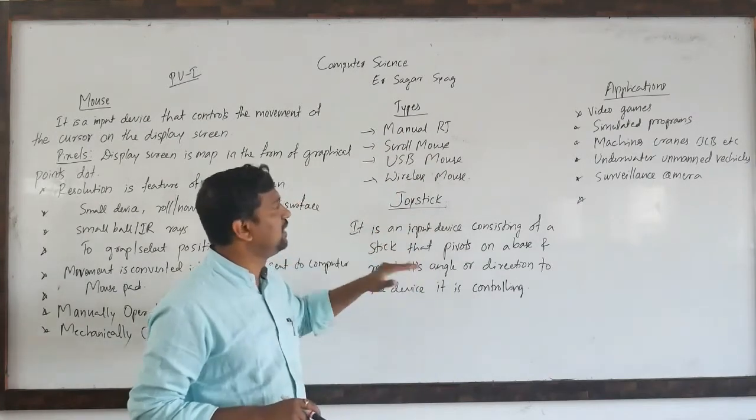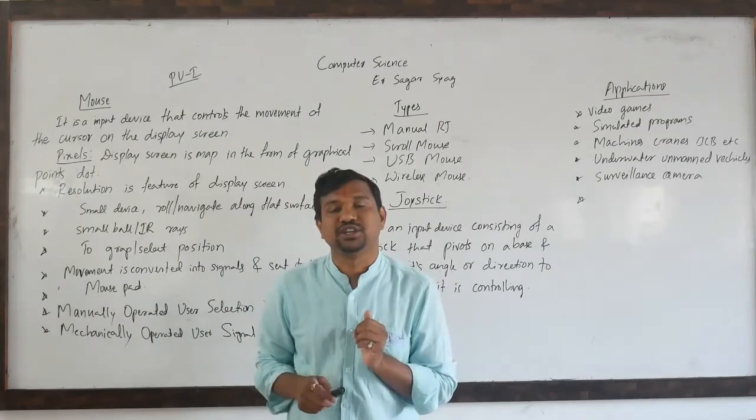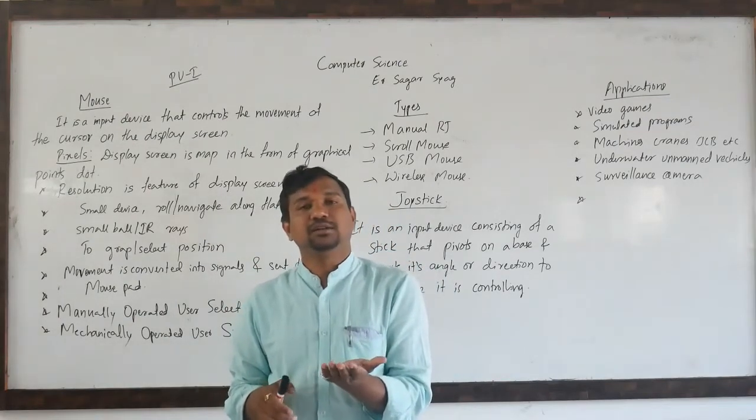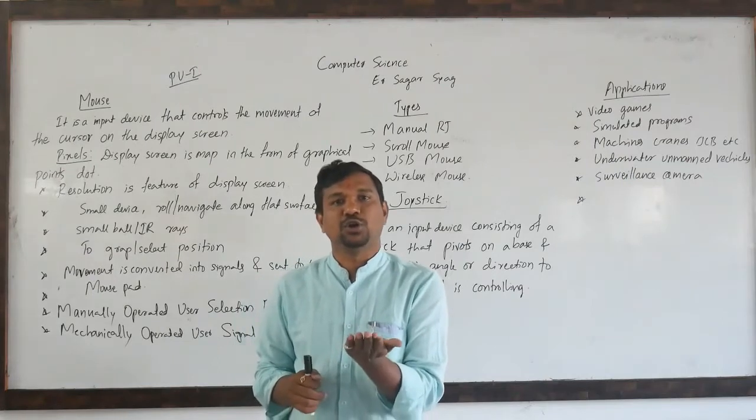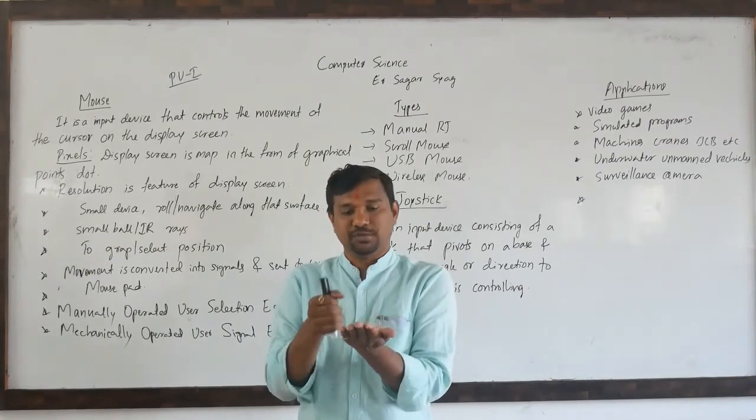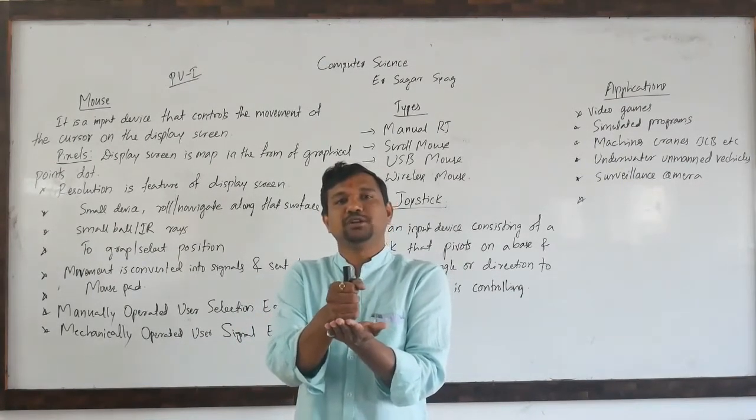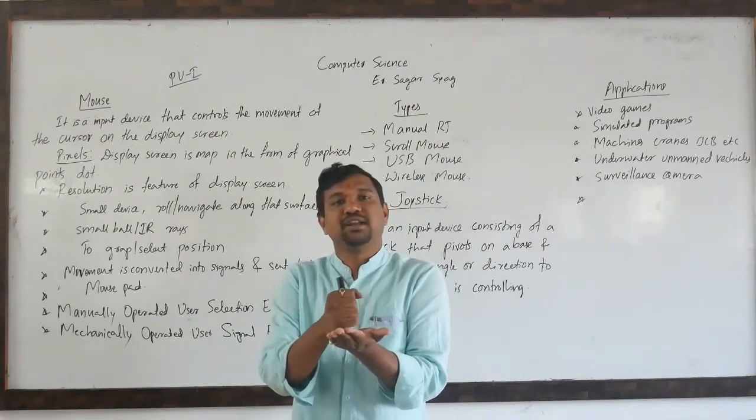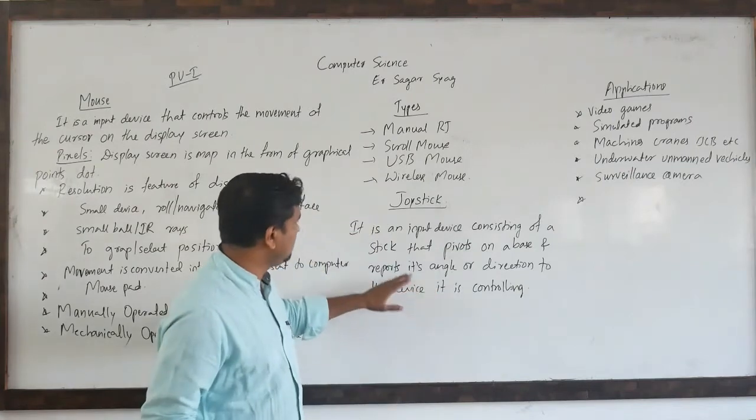And the next one is the joystick. The joystick is seen in films. You might have seen how the joystick works. The joystick will be like this only. It is used for the movements of cameras and surveillance. Let us see the definition.